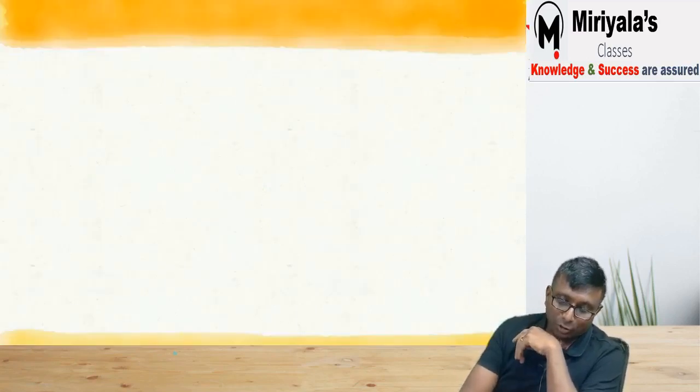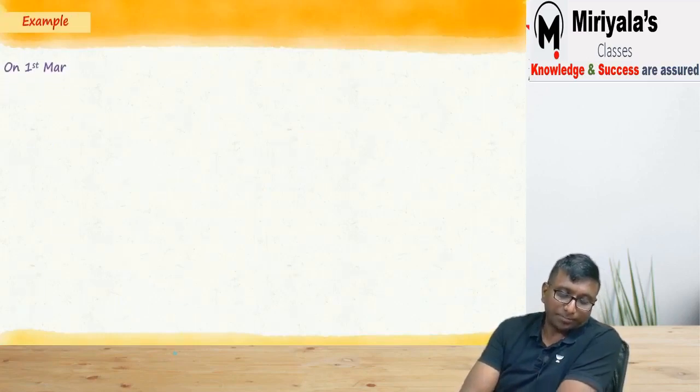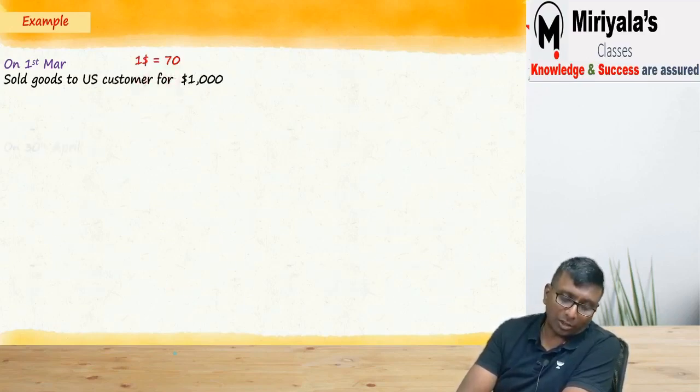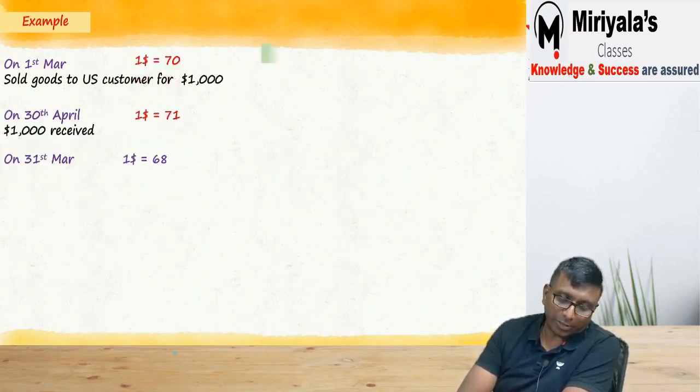Okay, let's go to this example. First March, we sold goods to a US customer. This is an easy question, a very basic question like what I taught. Just observe it. I don't need to explain, I feel.